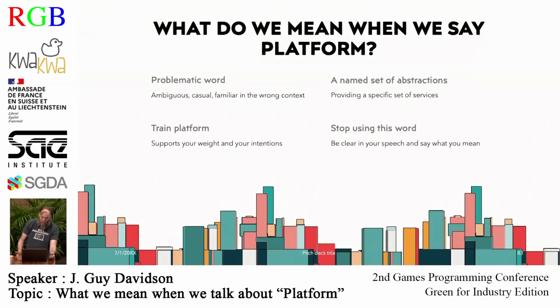So what do we mean when we say platform? It's a problematic word. It seems to have many definitions. It gets used in a lot of places. It's become ambiguous. Remember the train platform? It's the thing you stand on to get onto a train. Rather than having to use steps, it supports your body weight and your intentions. And I'm going to say that when we say platform, we mean a named set of abstractions which provides a specific set of services. And this is vague, and it's not very useful.